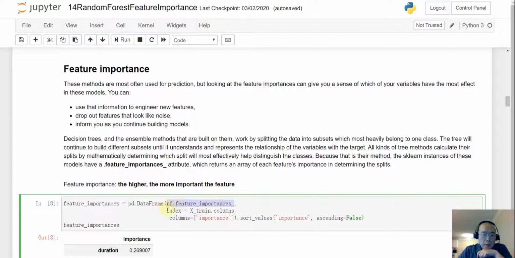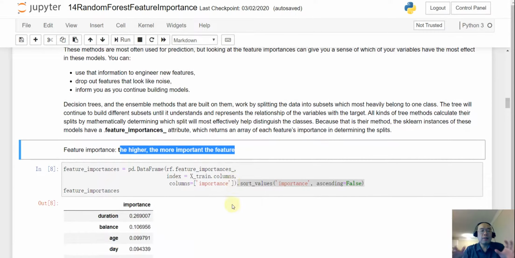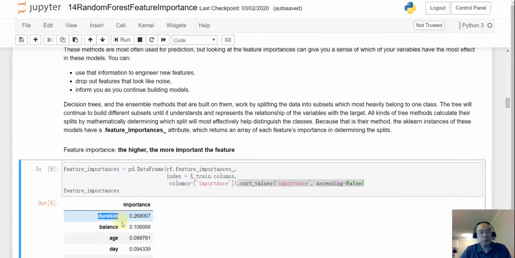So I want to use the X-train columns as the indexes, and for the only column I'm going to name that importance. And after making that into a data frame, the next part I want to make a sort on the importance, from high to low. And remember, the higher, the more important the feature is. Okay, so I put all the information into a data frame, and then I did a sort, and then you see the duration. Duration is the most important feature.